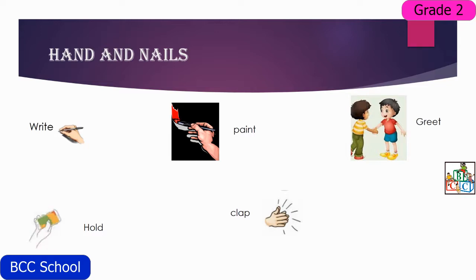We can hold. We can hold so many things, yes or no? On peut tenir plusieurs choses. We can hold our glass, our pencil, our book. What else? Here we have a phone. We're holding a phone. We can use our hand to hold so many things. We can hold a fruit to eat.